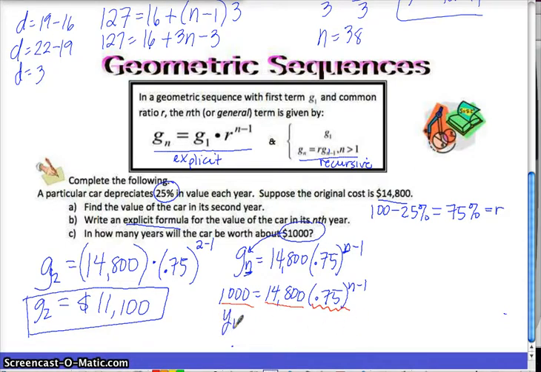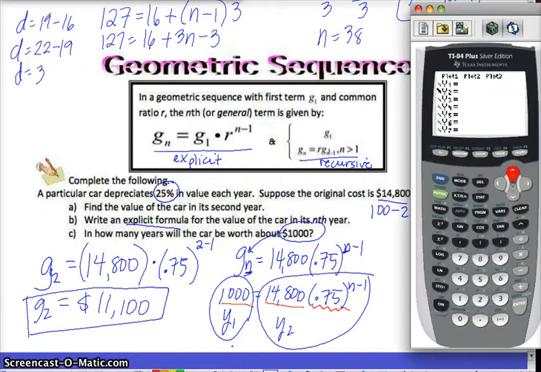So y sub 1 is going to be one side of the equation, and y sub 2 is going to be the second side of the equation. So get your calculator, make y sub 1 equal to 1,000, make y sub 2 equal to 14,800 times 0.75 to the power of parentheses x minus 1. Right, so instead of using n, we have to use x. So now we just want to find out where those two things intersect.